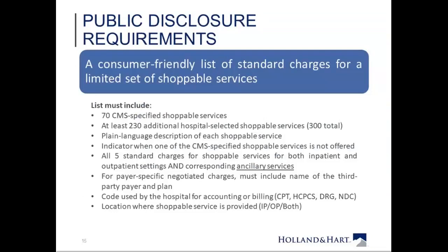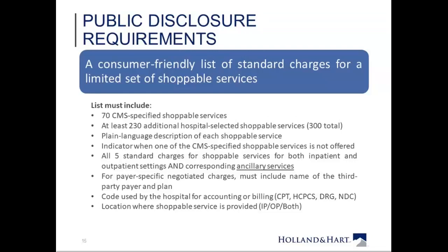CMS has decided that the limited set of shoppable services, say that 3 times fast, consists of 300 shoppable services. So where do they come up with that number? What they've done is come up with 70 specified shoppable services, and they do provide a list, which is on a subsequent slide that I will scroll through in a minute. There are 70 CMS-specified shoppable services, and they expect those to show up on the list.